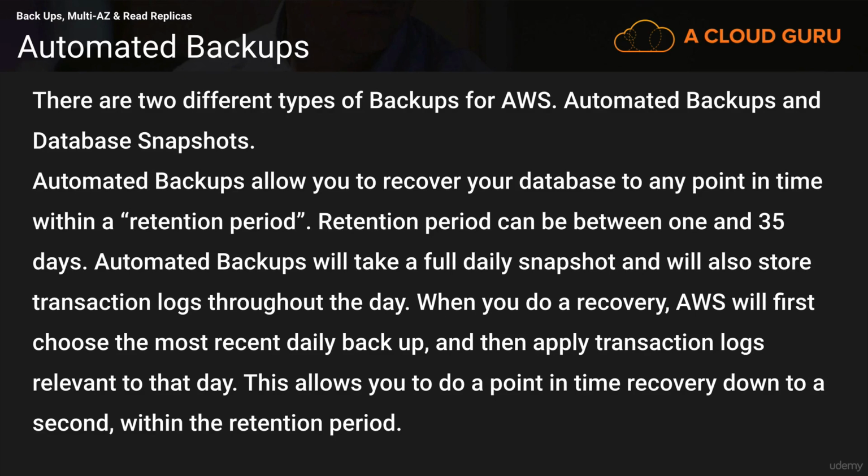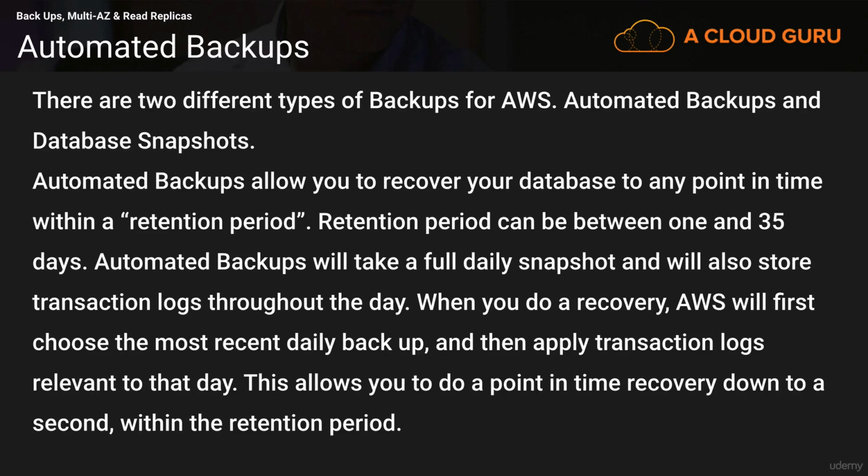So we'll start with automated backups, and basically they allow you to recover your database to any point in time within a particular retention period. And the retention period can be anywhere from 1 day all the way up to 35 days. And I think by default when you create an RDS database, a 7 day retention period is selected for you automatically. Now automated backups basically take a full daily snapshot, and they also store transaction logs throughout the day.